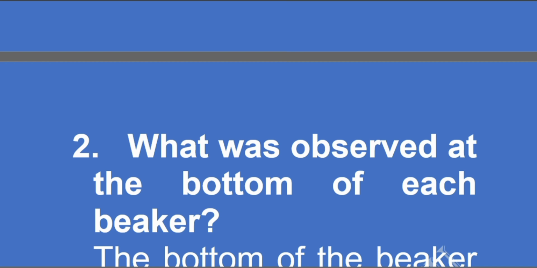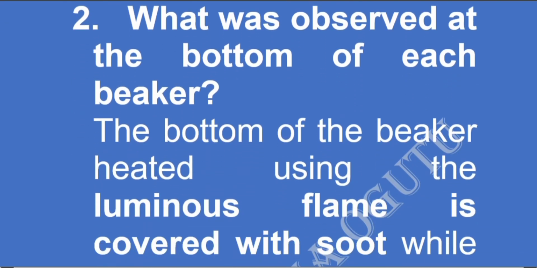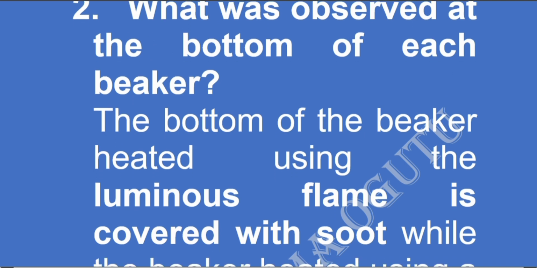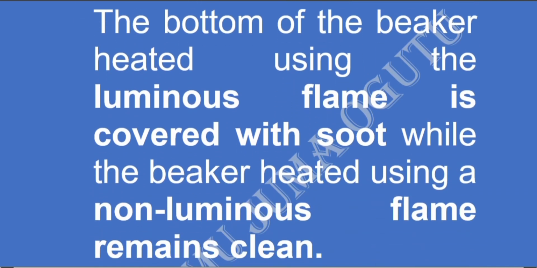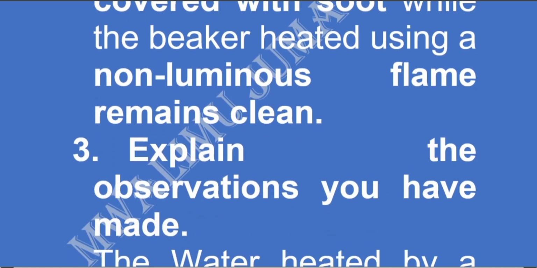What was observed at the bottom of each beaker? Remember we said that a non-luminous flame does not produce soot, while the luminous flame produces soot. Now we'll find that the bottom of the beaker used for the luminous flame has soot, while the one for the non-luminous flame has no soot. The bottom of the beaker heated using the luminous flame is covered with soot, while the beaker heated using a non-luminous flame remains clean.